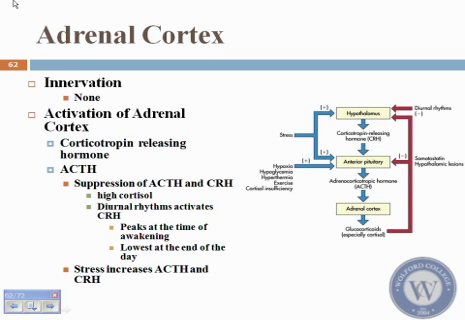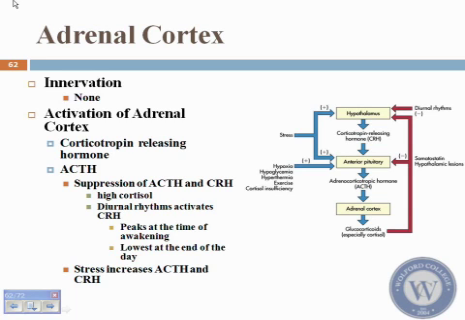The adrenal cortex has no innervation in it at all. So it's really a true hormonal system. What activates the adrenal cortex is things like corticotropin releasing hormone, as well as adrenocorticotropic hormone. So the hypothalamus releases corticotropin releasing hormone, and the anterior pituitary hormone, ACTH, has effects. What will suppress corticotropin releasing hormone and adrenocorticotropic hormone is the negative feedback mechanism of cortisol, which is usually the end byproduct in the majority of cases for the adrenal cortex.